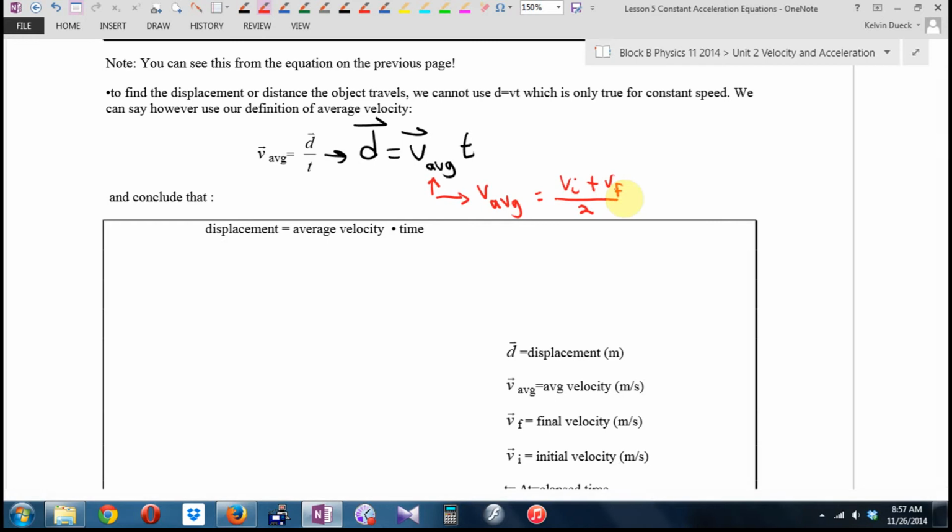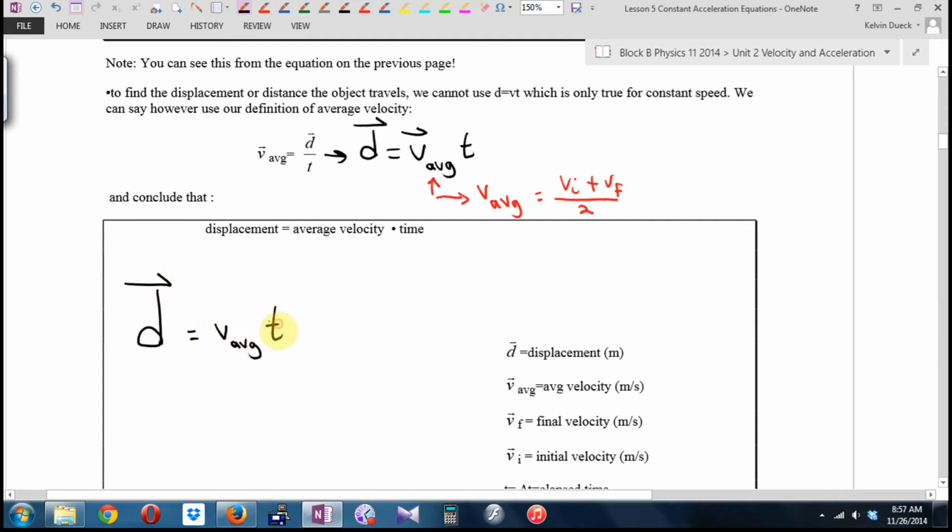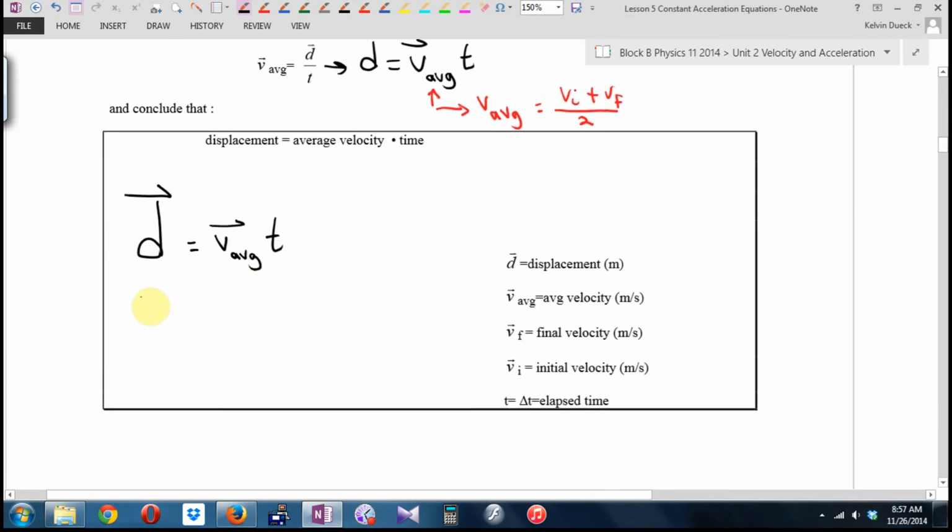Equation number 2, if I want to find a displacement, and it's a vector. By the way, this will also work for distance. If it works for vectors, it'll work for scalars, but it doesn't always go the other way around, so I'm deriving the vector equations. It's equal to V average times T. No. It's equal to VI plus VF over 2 times T.